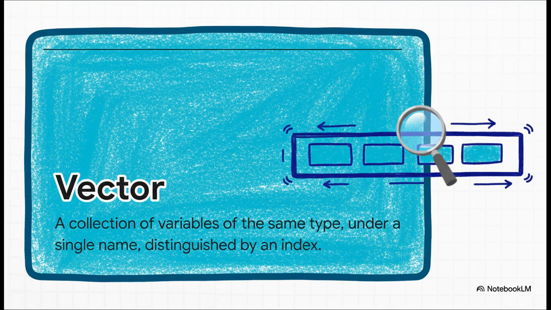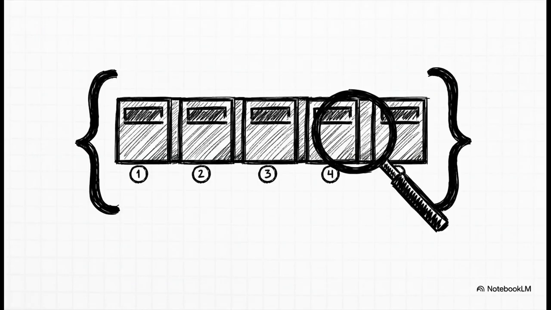So what exactly is a vector? Well, you can think of it as a super organized container. It holds a bunch of items, but, and this is key, they're all the same type of item. They all live under a single name, but you can get to each individual one by using its unique number, which we call an index. You'll also hear this called a one-dimensional array. It's the same idea.